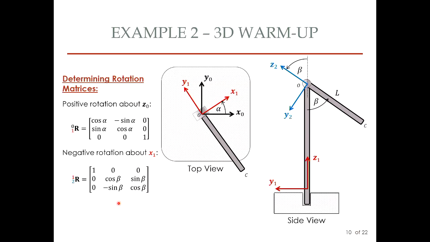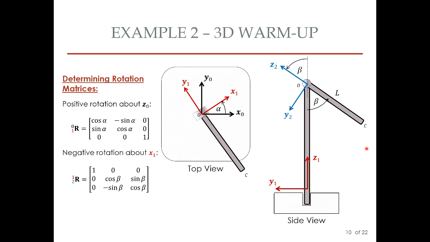Any questions? Okay, no questions. Then what is the vector from O to C, ROC, in frame 2? Right, 0, 0, minus L, because I need to go L units in the negative Z2 direction, right? And that one is easy, and this is the idea behind why I assign coordinate systems in the first place.